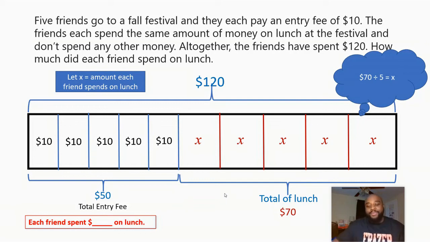All right, welcome back. So hopefully you had the opportunity to know that 70 divided by 5 is 14. So each friend 1, 2, 3, 4, and 5 will spend a total of $14 on lunch. So our answer for our answer statement is each friend spent $14 on lunch.